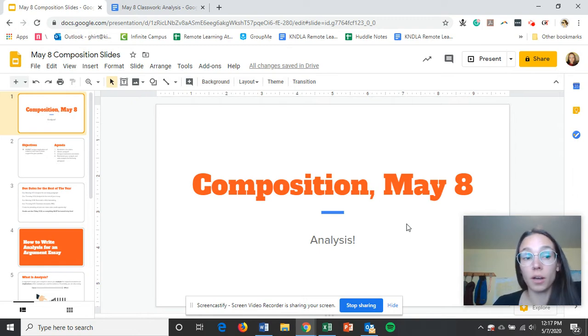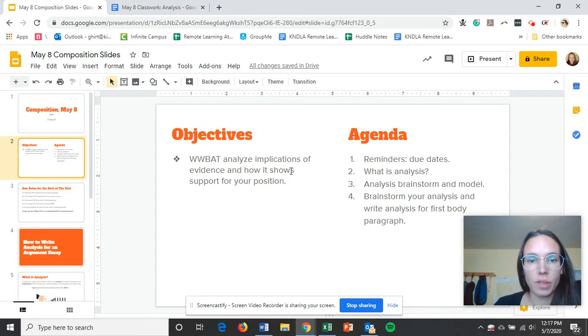We are getting started on analysis. Very exciting. So that's our big objective: analyze the implications of evidence and how it shows support for your position. That's what we are doing in analysis.